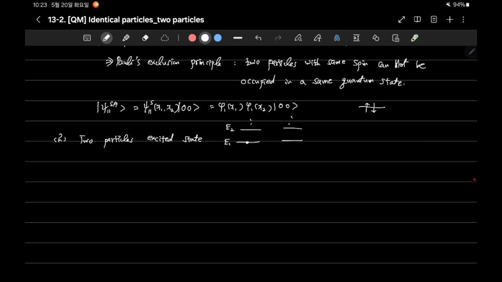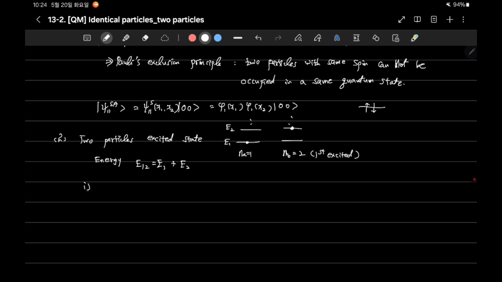Yeah, the first state is n equal to 1, and the first excited state means that the second case is n equal to 2. It is the first excited state, and the other particle is in the ground state. So in this case, the energy E(1,2) is that the first particle has E1 and the second particle has E2.